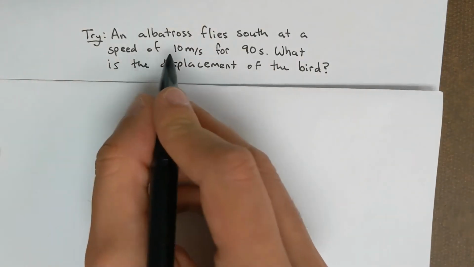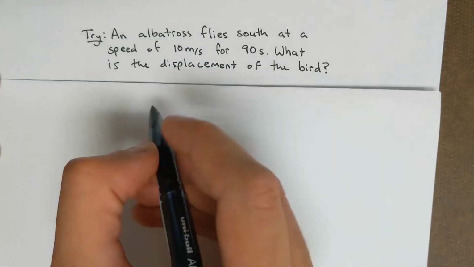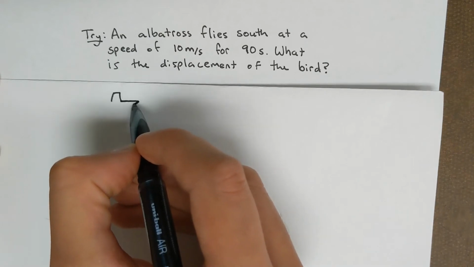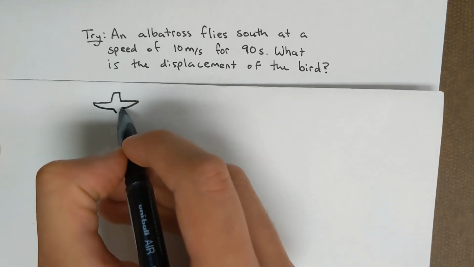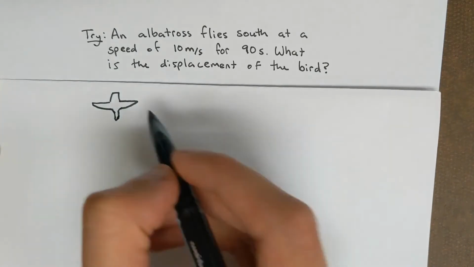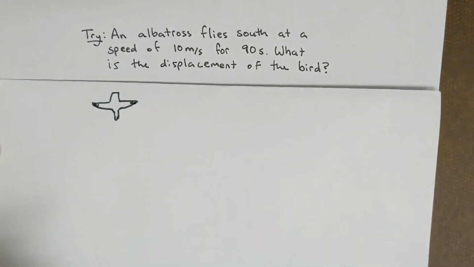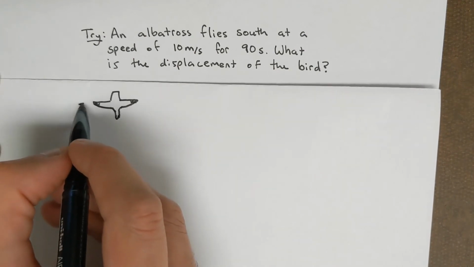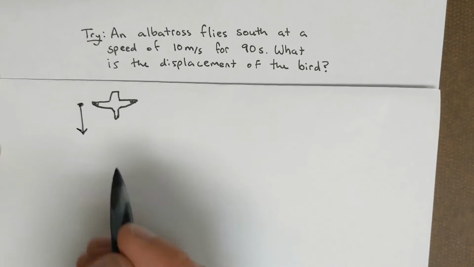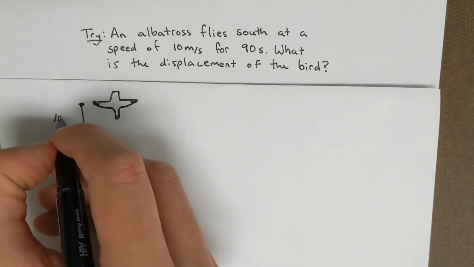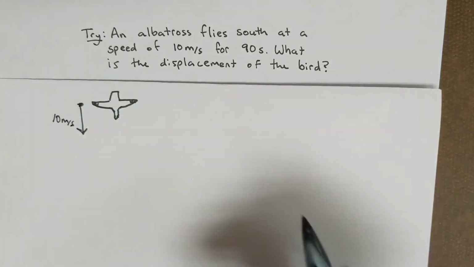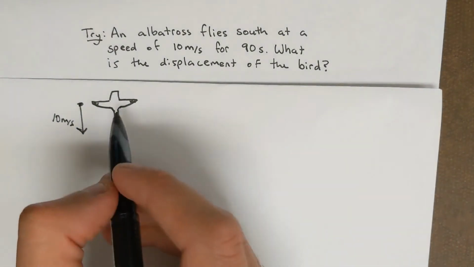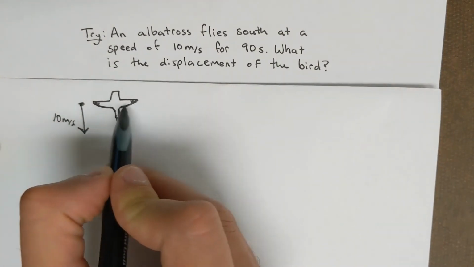Here we go. First things first, we're going to draw a picture. So imagine here's the albatross. It doesn't have to be a very good picture. We just need to visualize what the problem is telling us. It's telling us that the albatross is flying south with a speed of 10 meters per second. So its velocity is 10 meters per second south. This is supposed to be a top view of the albatross, by the way. The tail is over here, these are the wings, and that's the head.